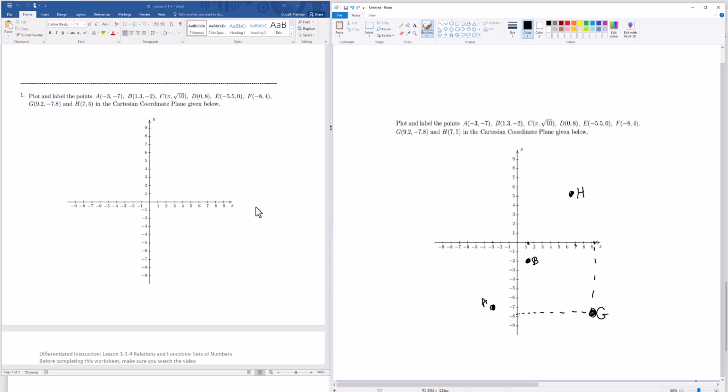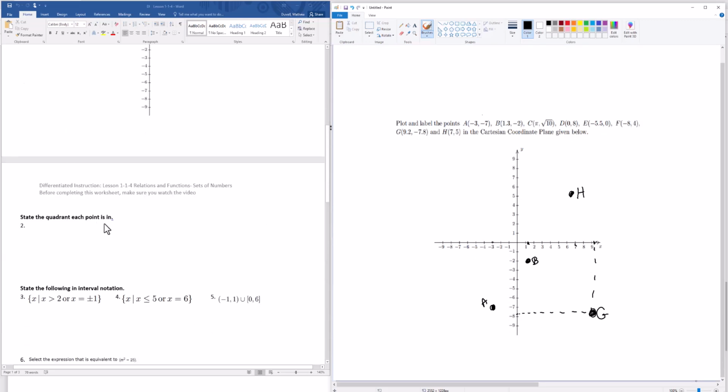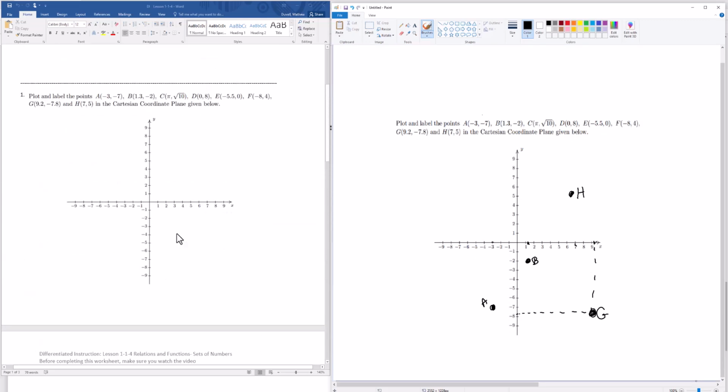Now the next part of the problem says state the quadrant each point is in. So this H, that's in quadrant 1. The A, this is in quadrant 3. And then B and G, this is going to be quadrant 4.